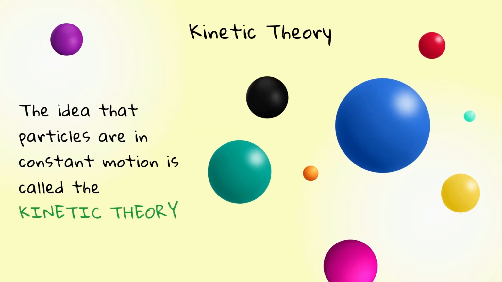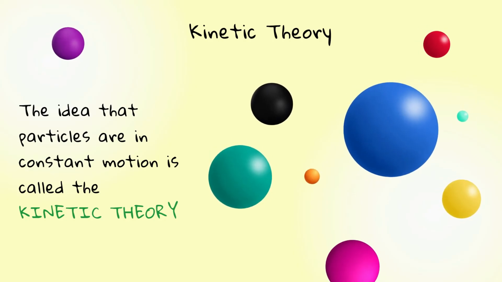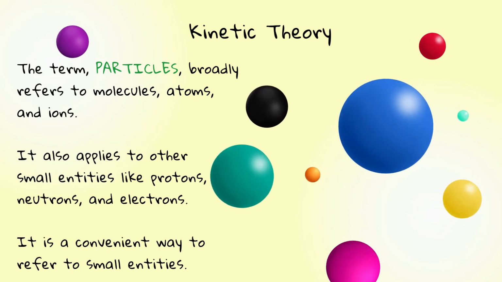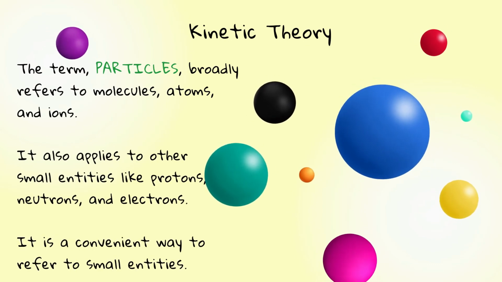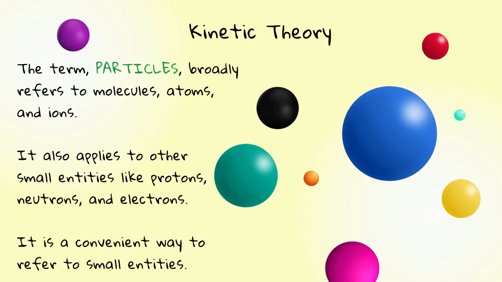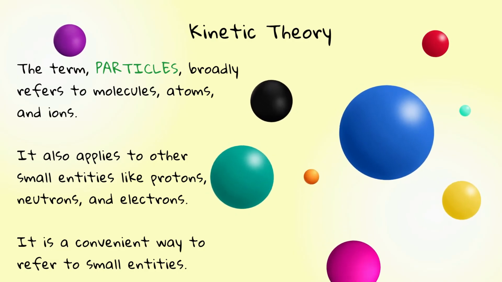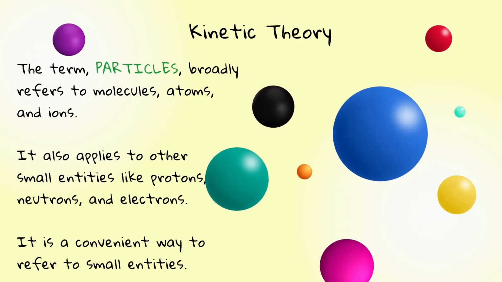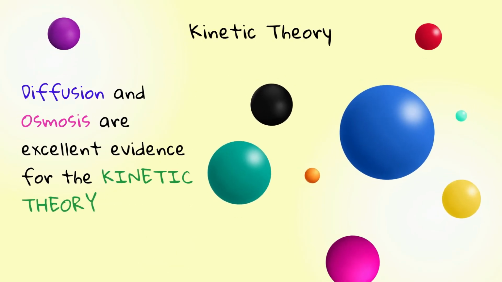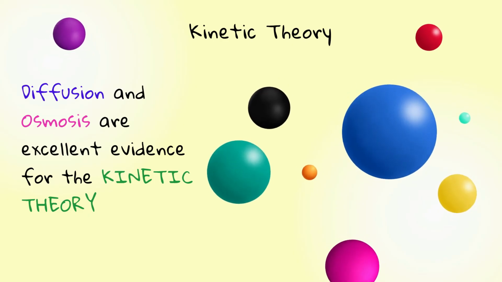The idea that particles are in constant motion is called the kinetic theory. The term particles broadly refers to molecules, atoms, and ions. It also applies to other small entities like protons, neutrons, and electrons. It is a convenient way to refer to small entities. Diffusion and osmosis are excellent evidence for the kinetic theory.